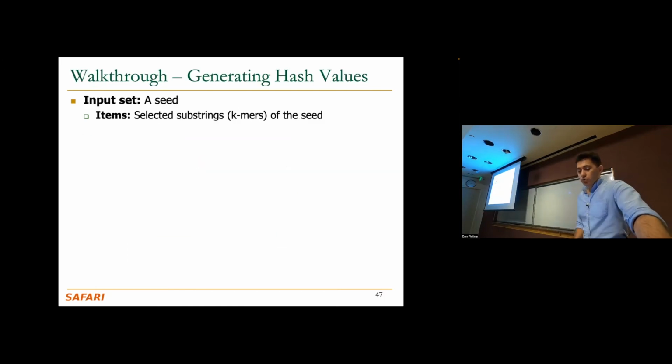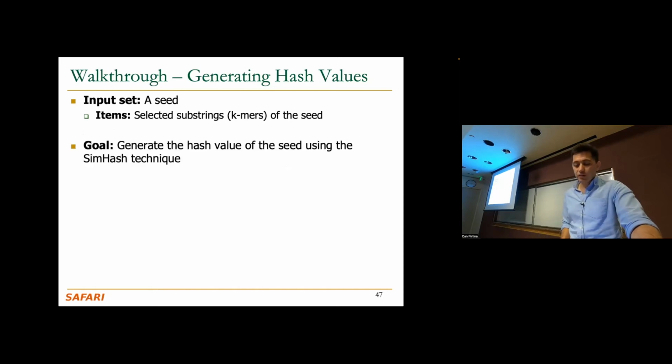So let me do a walkthrough of the entire thing quickly. Again, as Julia also pointed out, in our case, our input set is a seed, and the items of that seed would be the selected substrings, k-mers, let's say, of the seed. So the question is, which k-mers are we going to pick from that seed? Our goal is to generate the hash value of the seed using the SimHash technique. For that, we should really identify the items of that seed accurately.